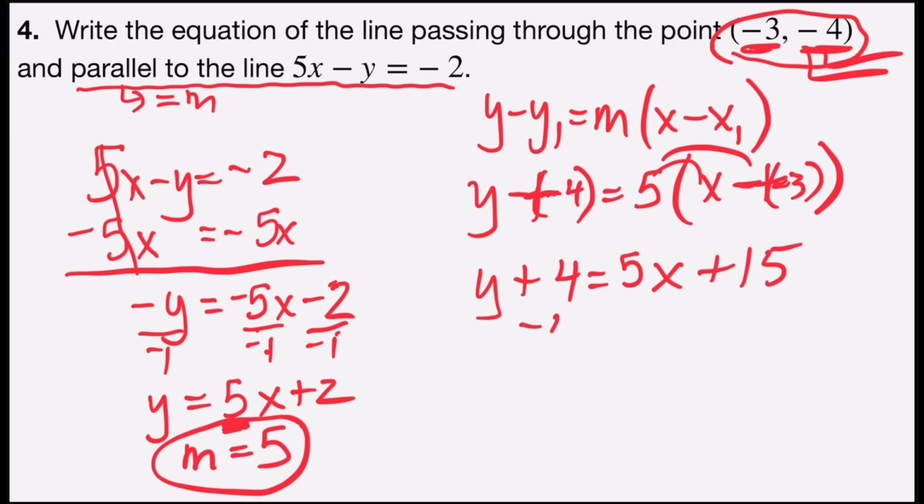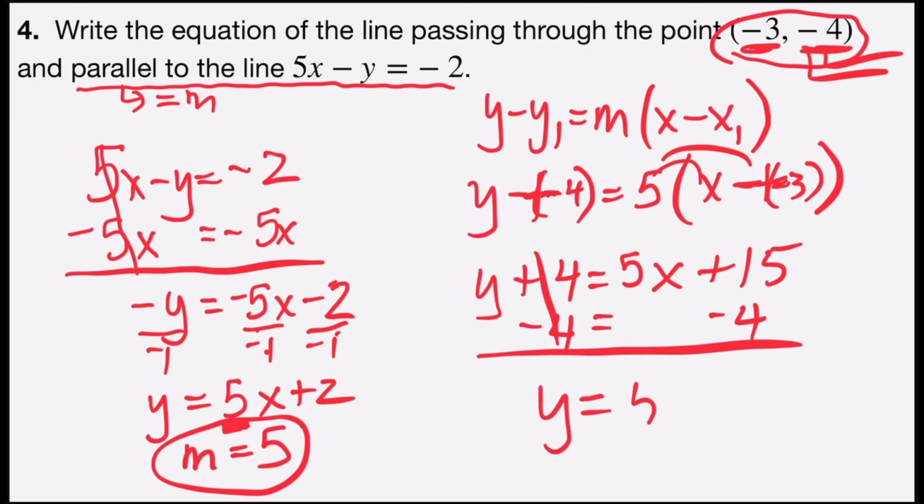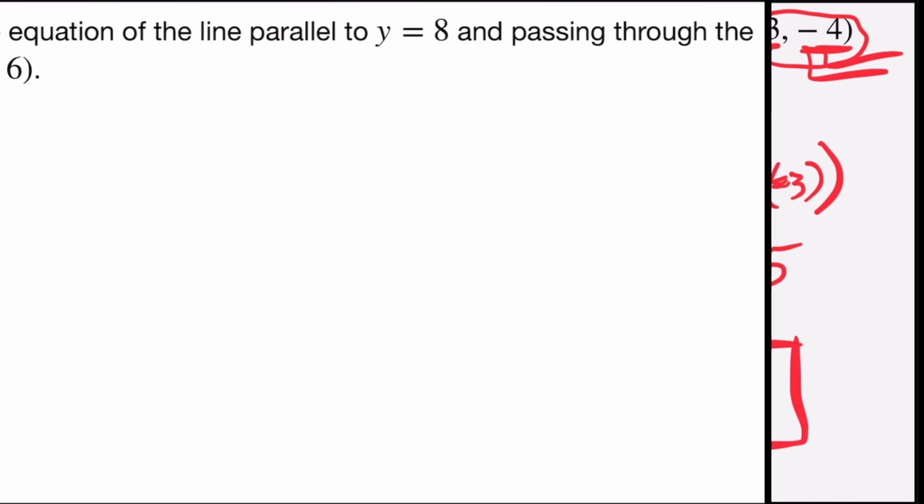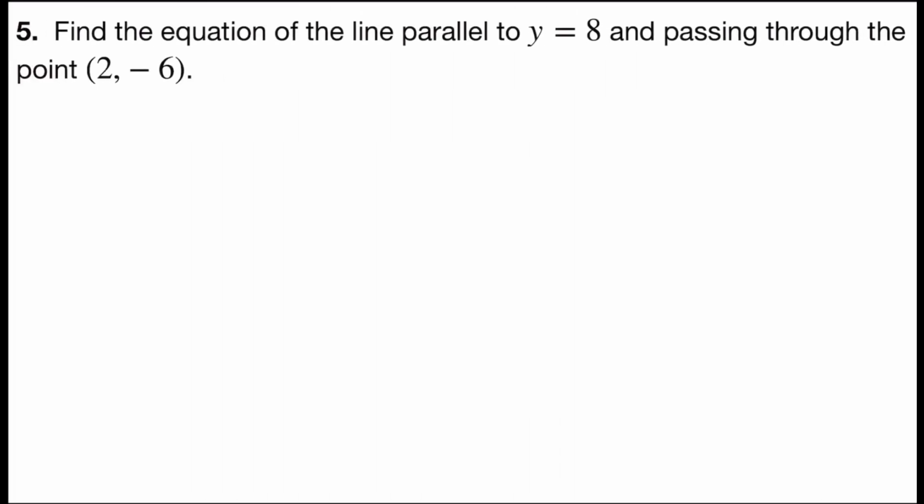Last step, we'll subtract 4 from both sides in order to solve for y. 4 minus 4 is 0. 0 plus y is y equals 5x, and 15 minus 4 is 11. And so the equation of the line parallel to the given line passing through the point would be y equals 5x plus 11.